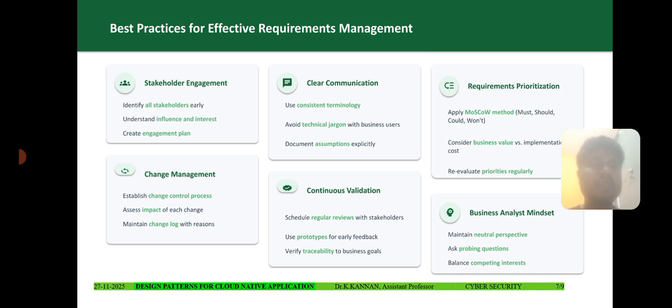avoiding technical jargon for business users, and documenting assumptions explicitly. Requirement prioritization uses the MoSCoW method, which stands for must, should, could, and won't. Consider business value and implementation cost, and evaluate priority regularly. For change management, establish a change control process, assess the impact of each change, and maintain the change log with reasons.